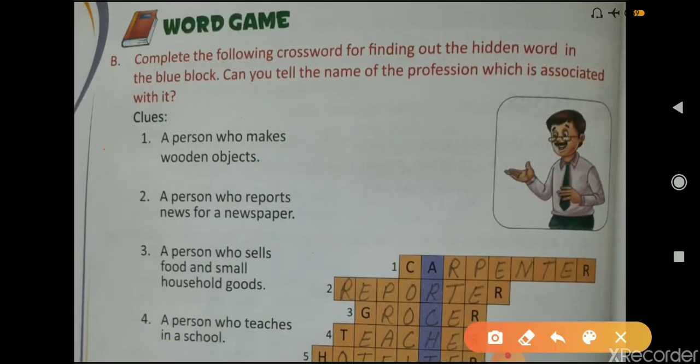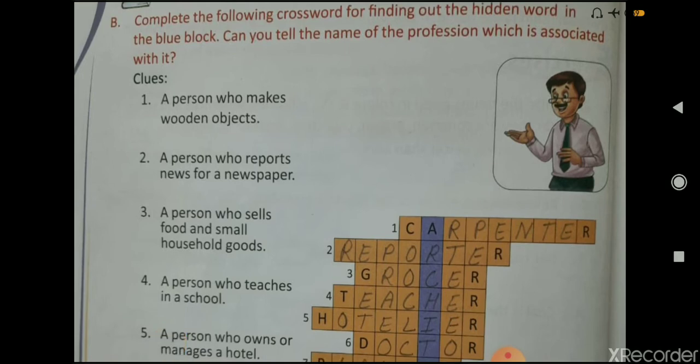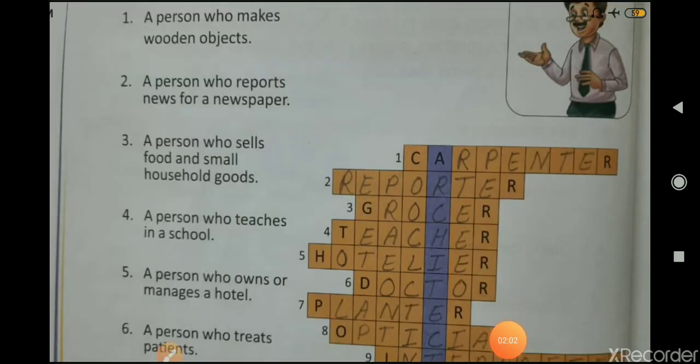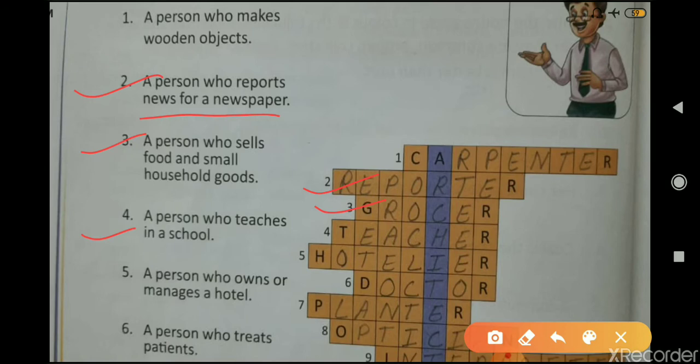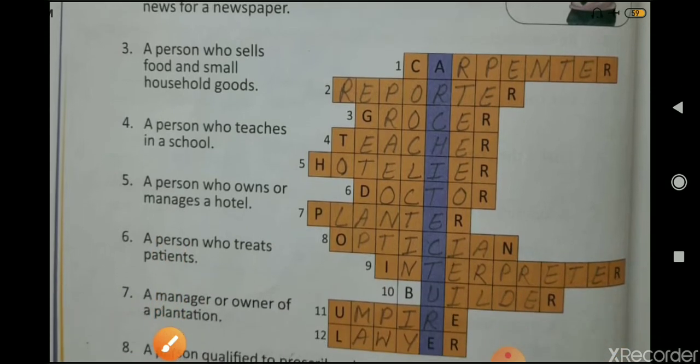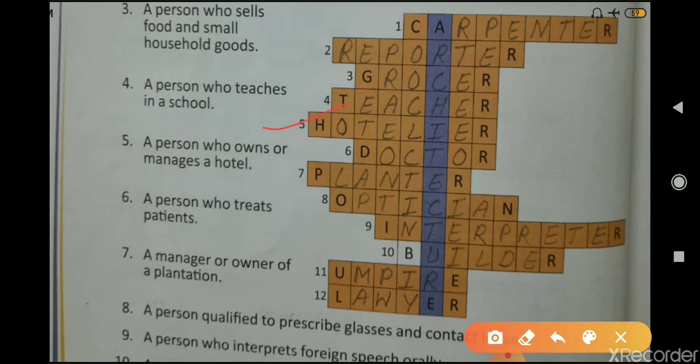So the first clue given here is, a person who makes wooden objects. A person who makes wooden objects is known as a carpenter. So fill here carpenter. Then second, a person who reports news for a newspaper. Answer, reporter. Third, a person who sells food and small household goods is known as a grocer. Fourth one, a person who teaches in a school is a teacher, so write here teacher. Then a person who owns or manages a hotel is known as a hotelier. Hotelier.